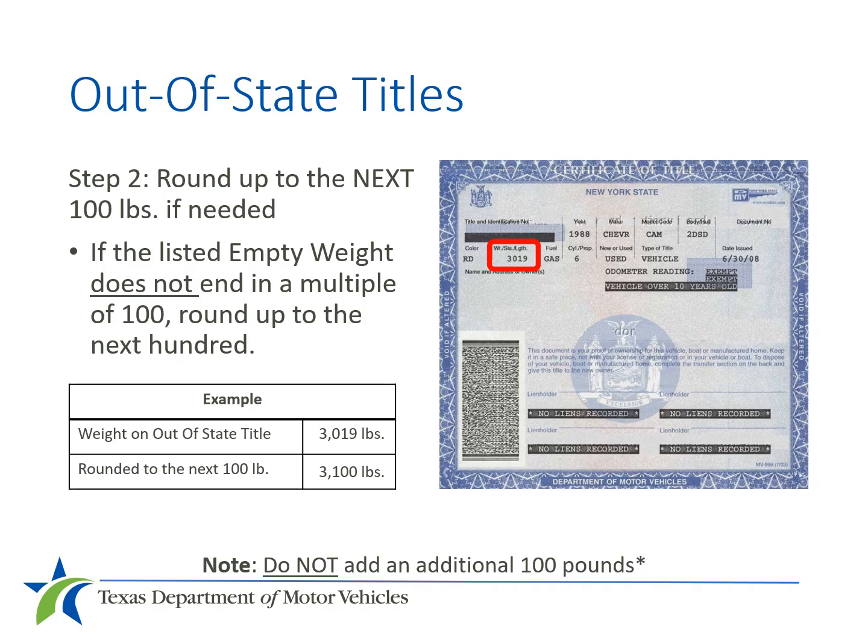In the example shown, the New York title reflects a weight of 3,019 pounds as indicated in the red box shown on our sample. Since 3,019 pounds is not a multiple of 100 or does not end in 00, we must round that weight up to the next 100 pounds. In this example, 3,019 pounds rounds up to 3,100 pounds, which is your new empty weight for processing. Let's proceed to step 3.